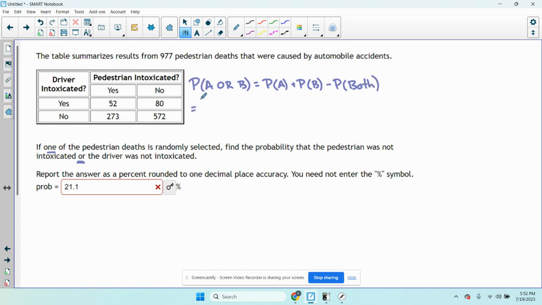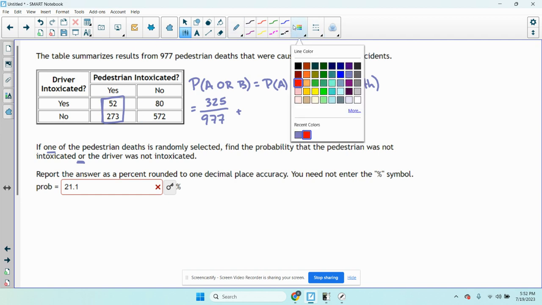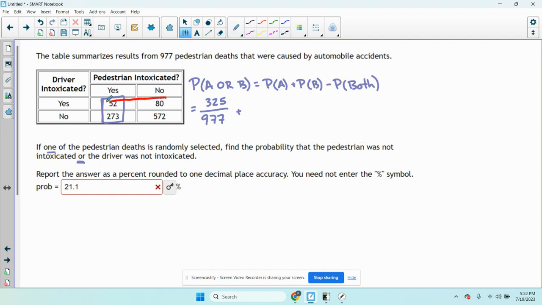So this would be the probability that the pedestrian was intoxicated. So that's all accidents where the pedestrian is intoxicated. That's these two groups. So that's going to be 52 plus 273. That's 325 over 977, plus the probability of B, the driver was intoxicated. That's going to be these two.